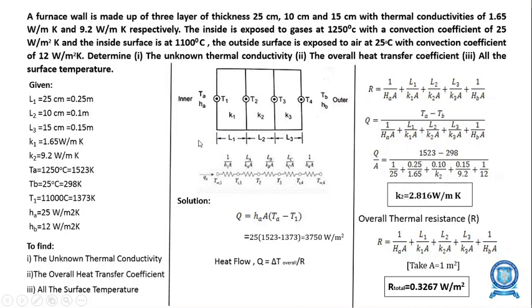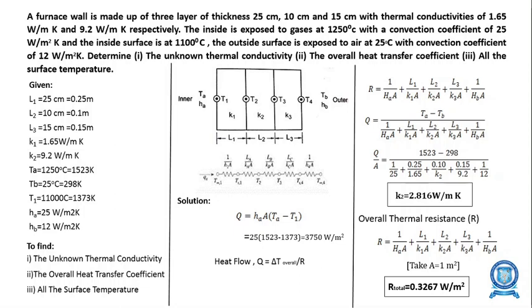plus L1. L1 is given in the problem, 0.25 meter divided by K1. K1 value is 1.65 watts per meter Kelvin, plus L2. L2 value is given 0.1 meter divided by K2. Here we have considered the K2 value is unknown.